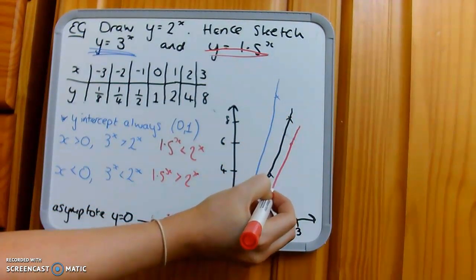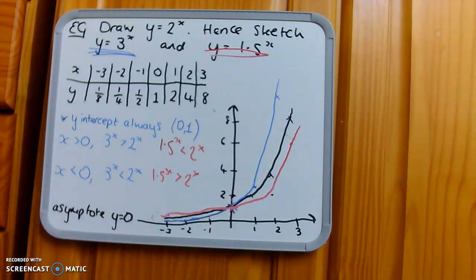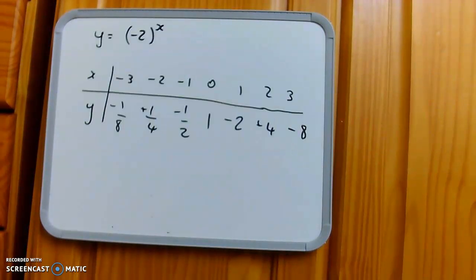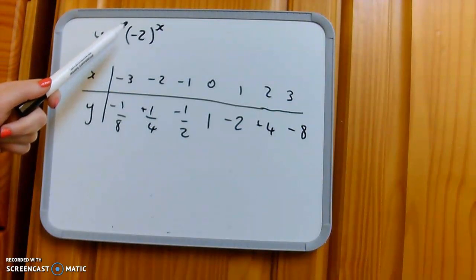Okay, so when we join it up like that, hopefully we get something. It's a little bit messy, but that should give you the idea. Let me know if you've got any questions. Now, before we move on to the next example, I just want to make it clear what I said at the start. We're only going to look at positive values of a.